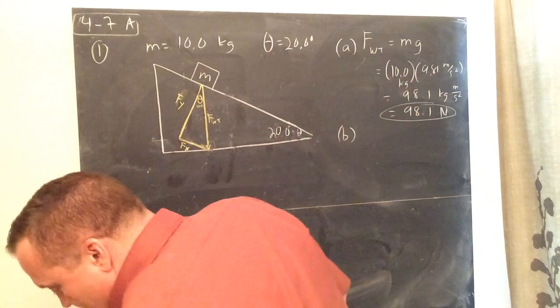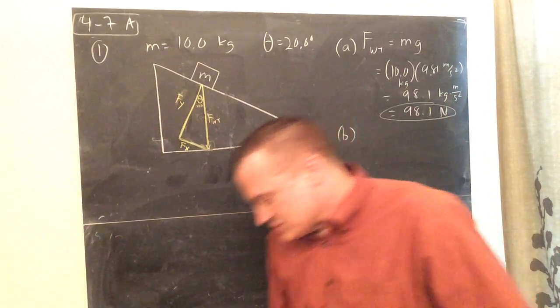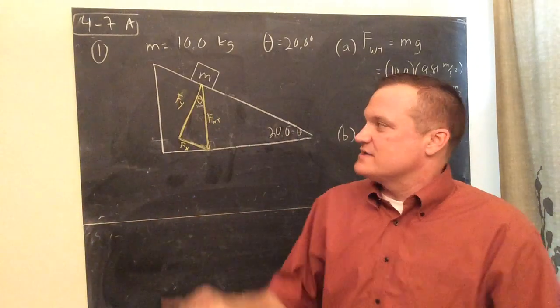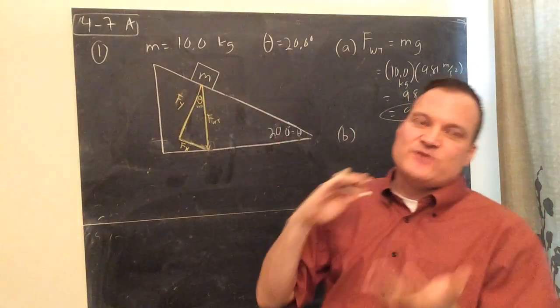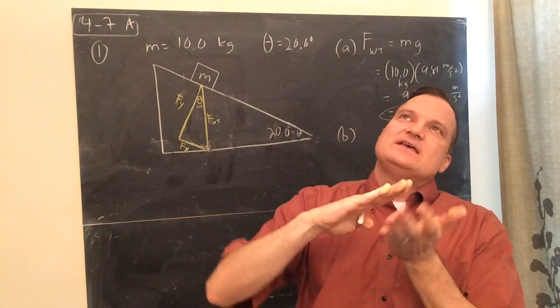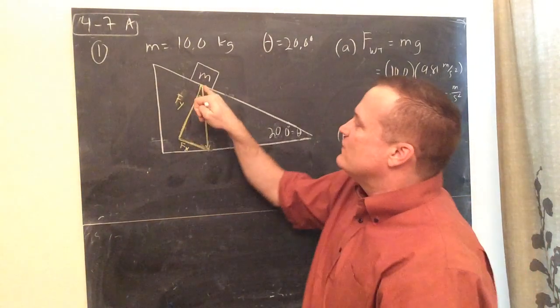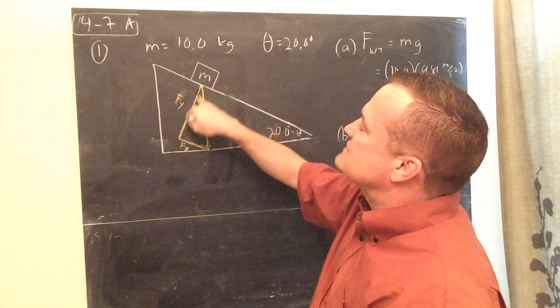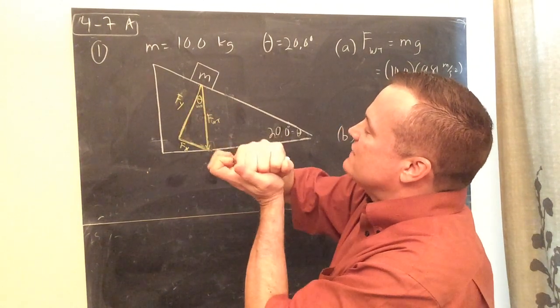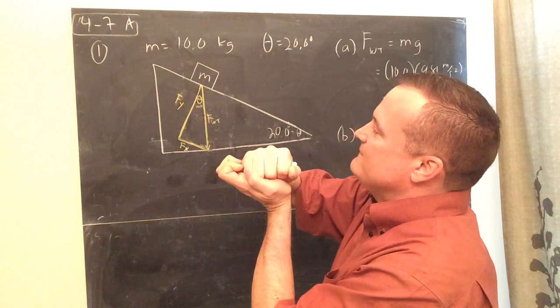The normal force on the box. I should have put, the normal force on the box. The normal force on the box is the force that is the contact force between the box and the surface. So there's a force between this box and this surface. As they're in contact, there is a force there. Okay? There has to be.